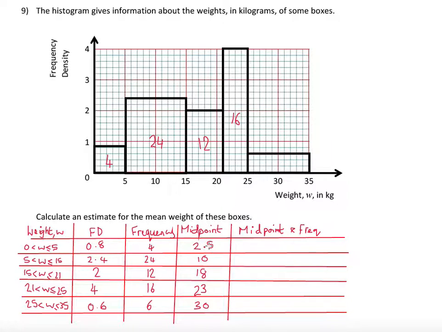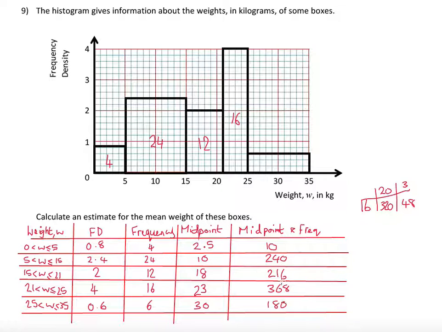Okay, so 2.5 times 4 is 10. 24 times 10 is 240. 12 times 18 is 216. 16 times 23. Oh, I'm going to have to get a calculator. No, I can do this without. Okay, so 16 times 20 is 320. 16 times 3 is 48. So that's 368. And finally, 6 times 30 is 180.